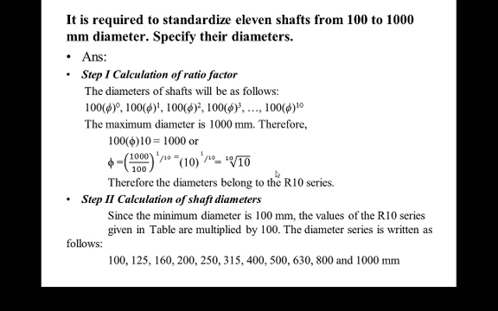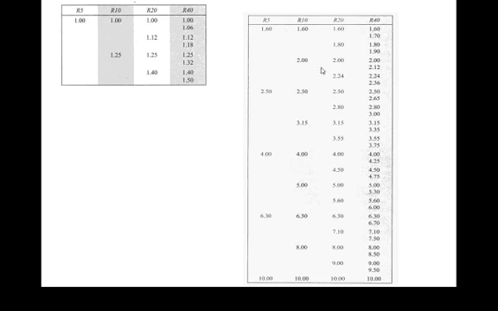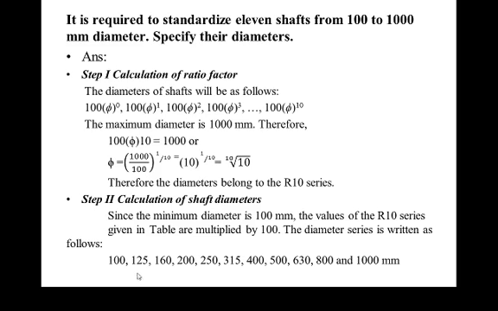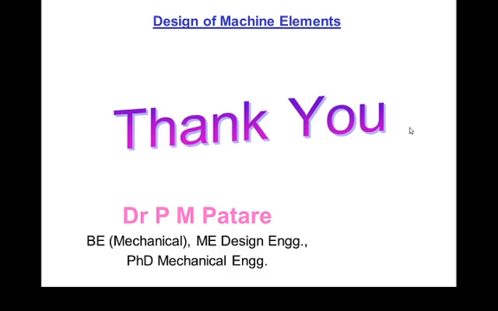Once you find the series, you use our table. This is our R10 table. By using this table we can find the values, that is 100, 125, 160 and the other dimensions. Here we have discussed the different preferred series, and how to select a value. Thank you.